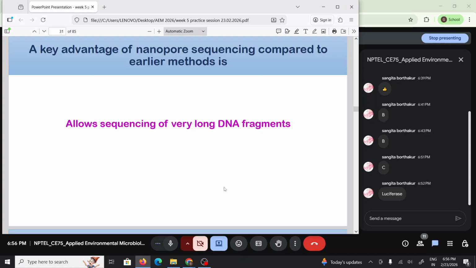The primary advantage is that it can do ultra-long reads. Apart from that, it is portable. It allows real-time data analysis. It's cost effective, and it also has a lower sample requirement.